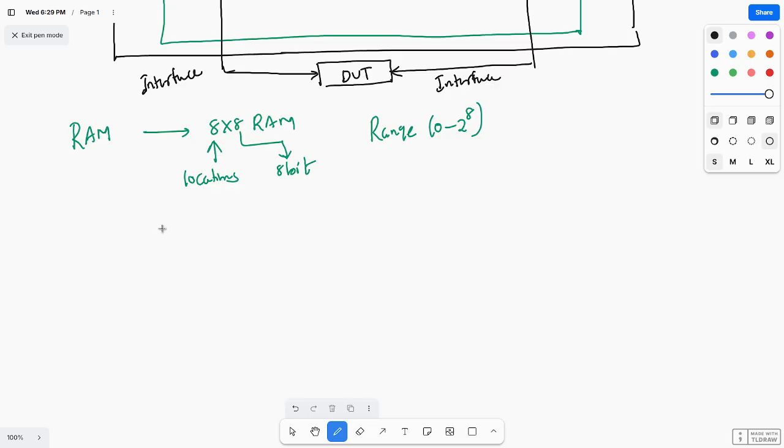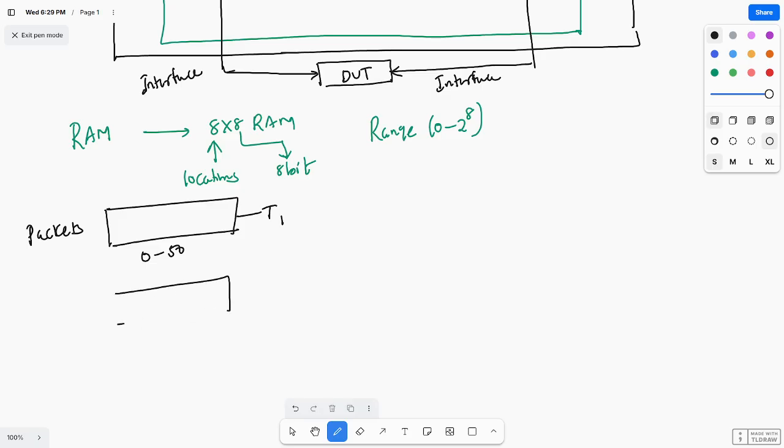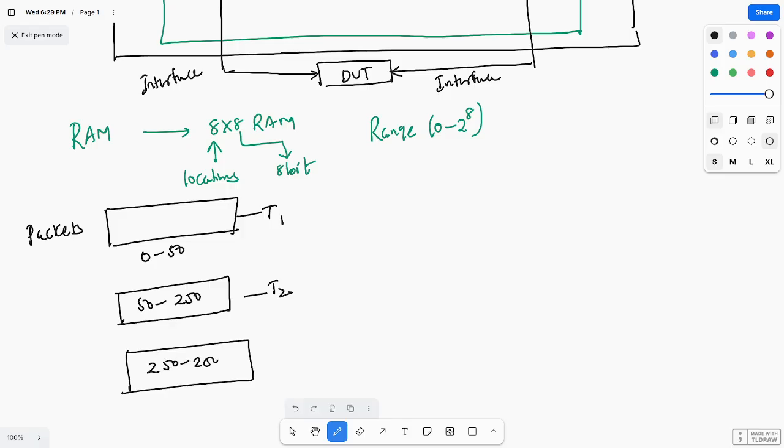Okay, so here, how will SV do the test cases, meaning packets? Packets means you have like 0 to 50 in a module. So it will do this as test one. And the next 50 to 250 things, it will do with test 2 like that, sir. It will make its packets packet-wise. It will do the test. It will do the verification.